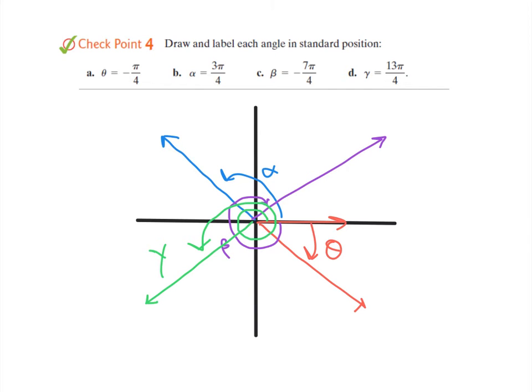So for negative pi fourths, remember negative angles go in the negative direction, or the clockwise direction. So that's why it is here. 3 pi fourths is 1, 2, 3 pi fourths, right there. There we go. Negative 7 pi fourths means I go 1, 2, 3, 4, 5, 6, negative 7. So that's why the purple beta is here. And then for 13 pi fourths, 8 pi fourths is one complete revolution, which reduces to 2 pi. And then we have 5 left, so it's 1, 2, 3, 4, 5. So gamma is one complete revolution plus almost a second one.